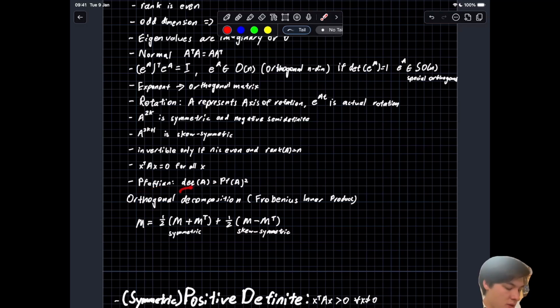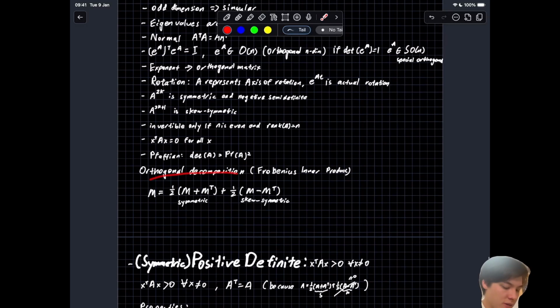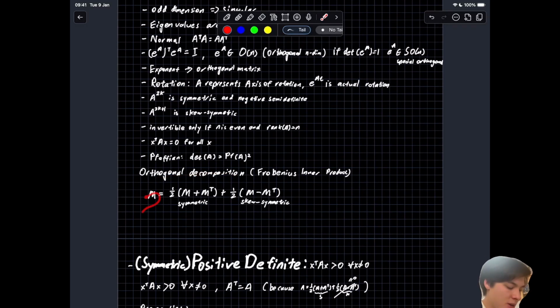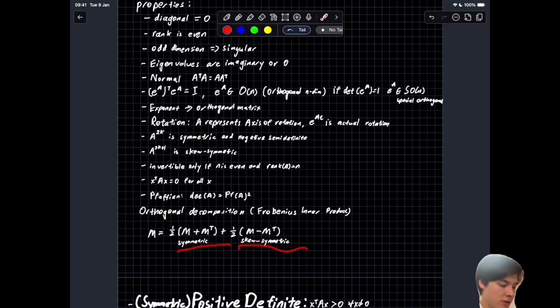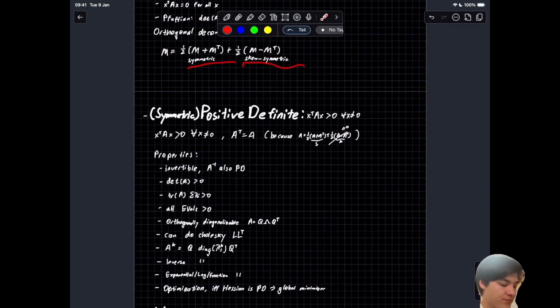Pfaffian, we can get through the determinant. If we know the determinant, it's easy to calculate the Pfaffian. Oh yeah, and orthogonal decomposition, Frobenius inner product. You can see any matrix, we can make it into a symmetric part and a skew-symmetric part. So that's where we could also find it, for example.